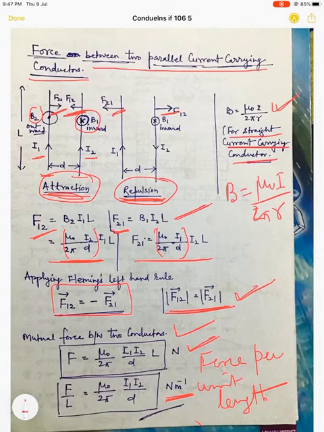So this is very much clear. The two forces are equal and opposite: magnitude wise they are the same, but direction wise they are opposite. The mutual force in general we can write as mu naught by 2 pi I1 I2 by D into L, and force per unit length as mu naught by 2 pi I1 I2 by D. So this is a very important expression, the force between two parallel current carrying conductors. Derivation wise it is very important, and numerical solving wise it is also very important. So that's all for this lesson.